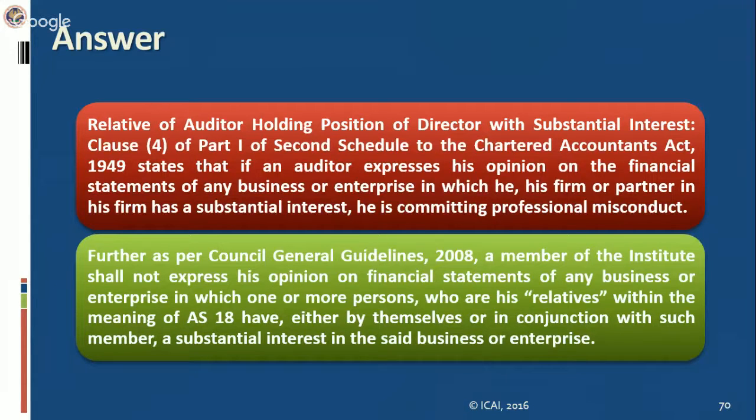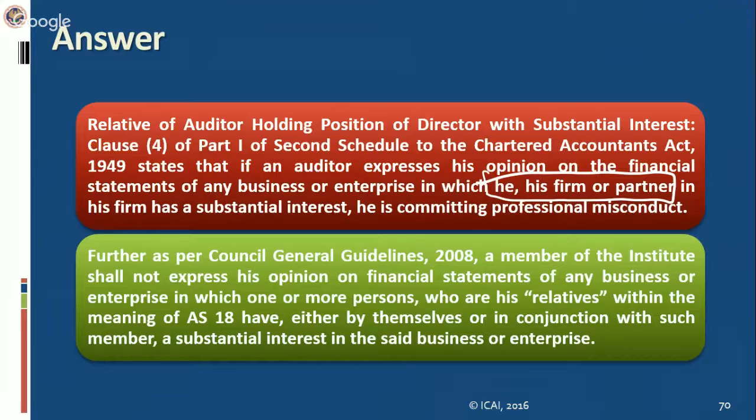Yes, clause 4 of part 1 of the second schedule to the Chartered Accountants Act 1949 states that if an auditor expresses his opinion on the financial statements of any business or enterprise in which he, his firm or partner in his firm has a substantial interest, then he is committing a professional misconduct. Here, as you can see, the word relative is not used. Just because the relative term is missing here, the Council General Guidelines 2008 have included the relative word.